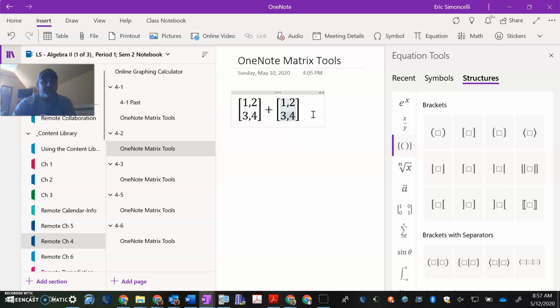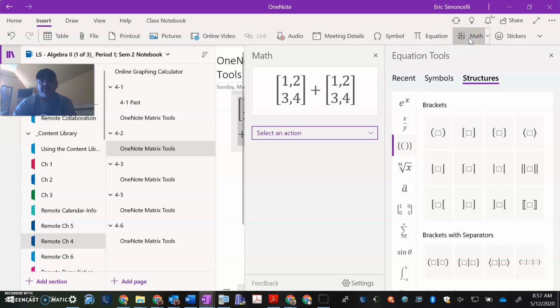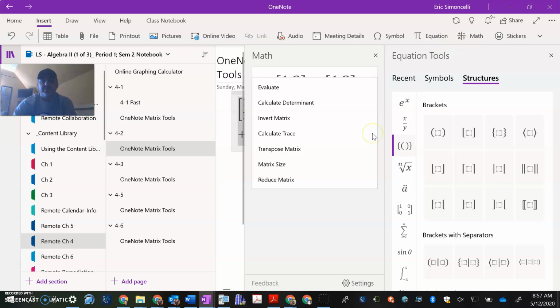If you can guess in advance what the answer will be, great. You can pause the video if you'd like to guess. I'm going to go ahead and hit math after I highlight it first. So highlight it first, math, and then select the action of evaluate.